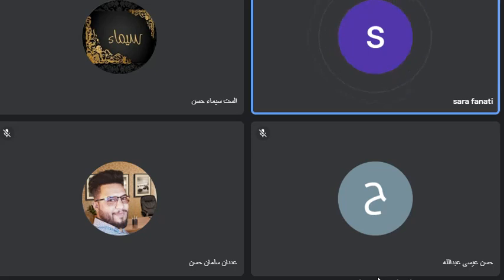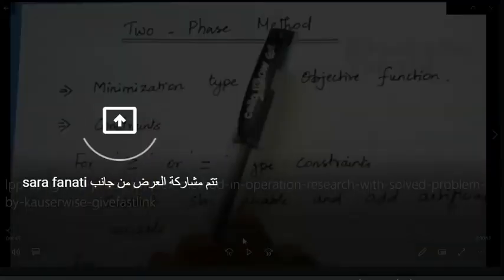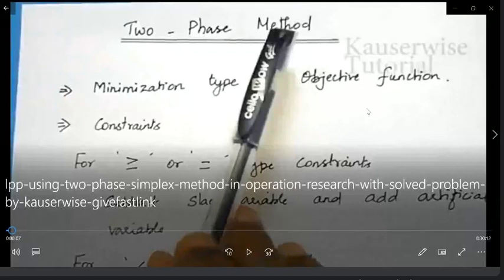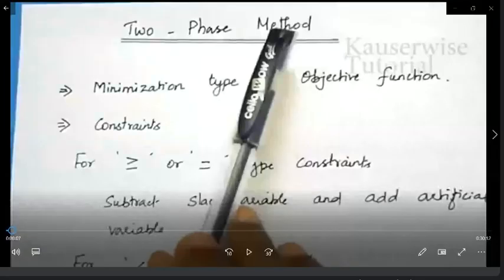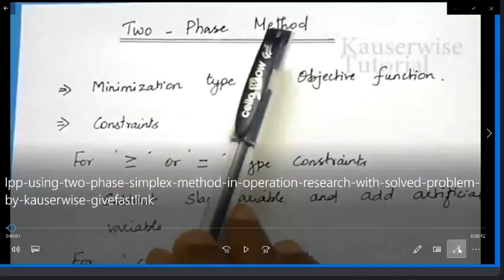Please see this film. Pay attention to this film. In this video, we are going to see the two-phase method. Before we see the problem, let us see the basic points.